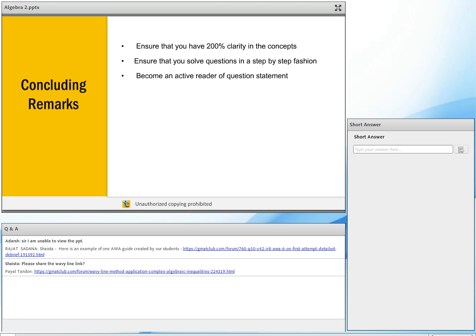Read the question statement very intently. Okay, make sure that you notice all the constraints that are provided there. Again, that's a part of your process skill building.